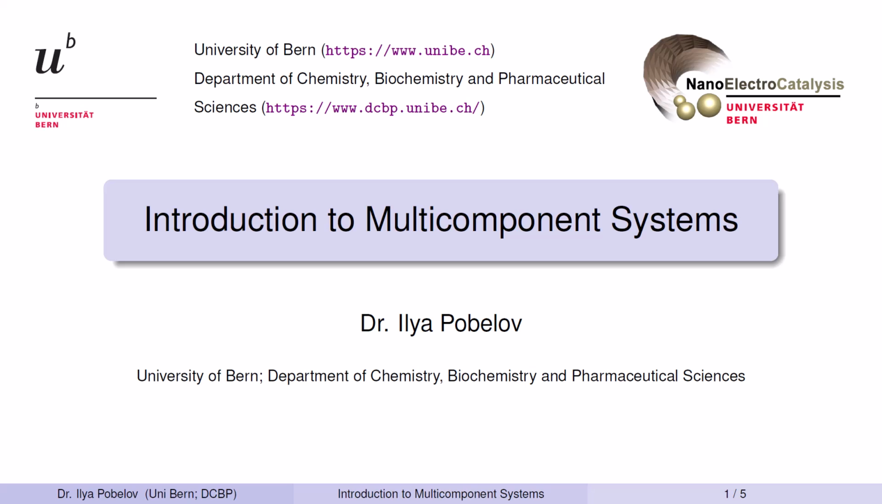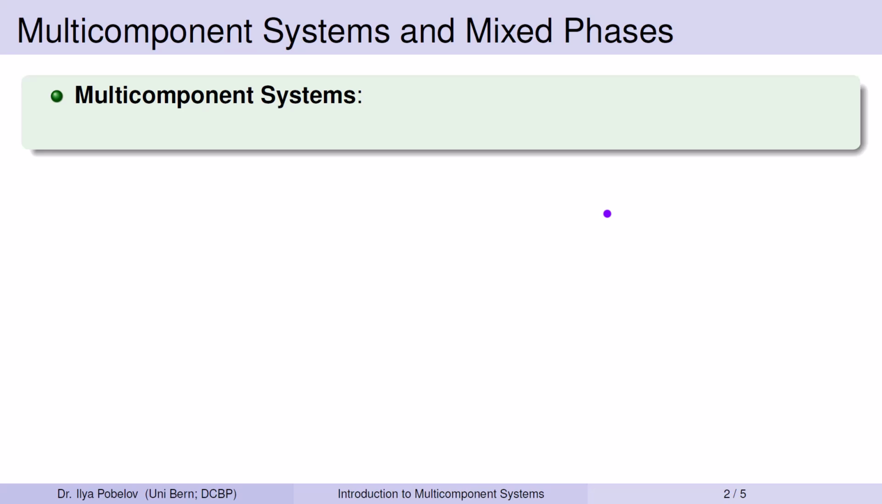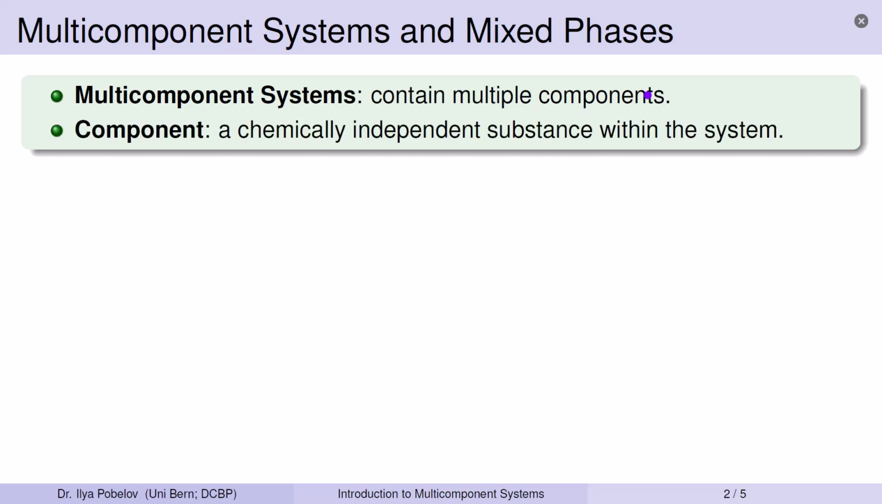With this module, we are starting a new topic of chemical thermodynamics devoted to multi-component systems. So, what exactly are multi-component systems? They are systems containing multiple components in the sense used in the Gibbs phase rule. Here, a component refers to a chemically independent substance present within the system.